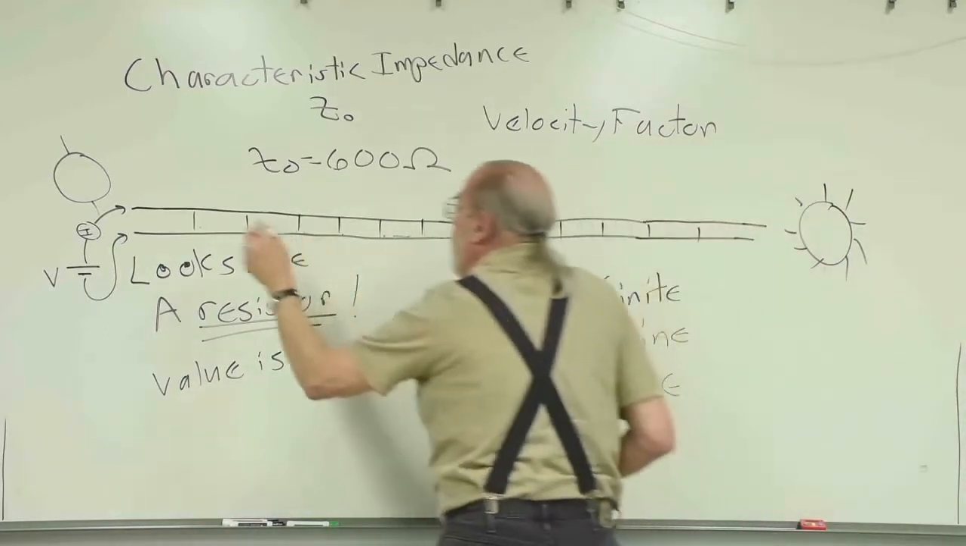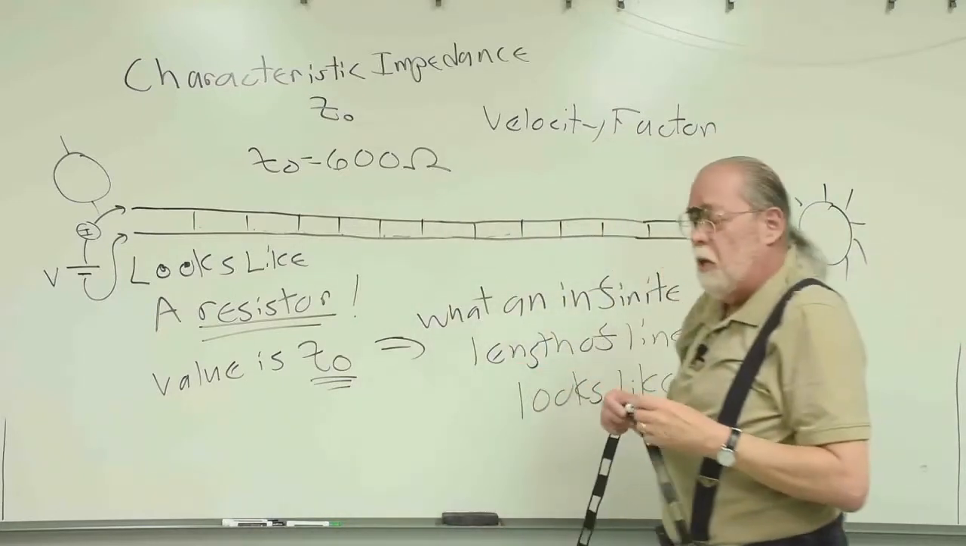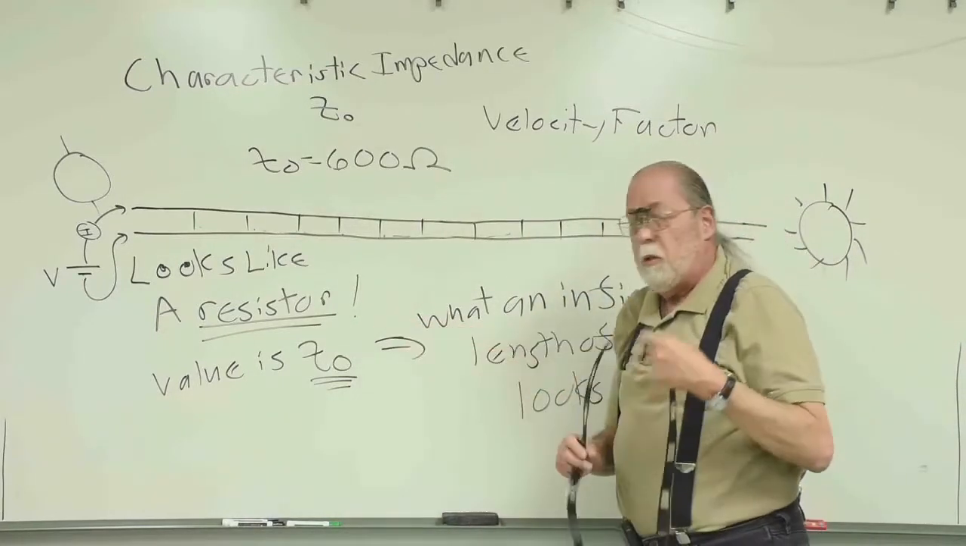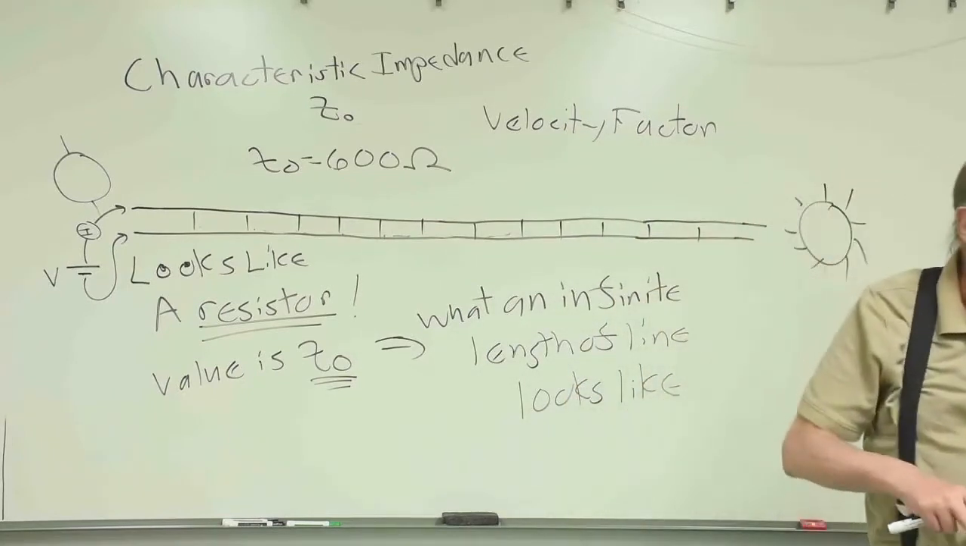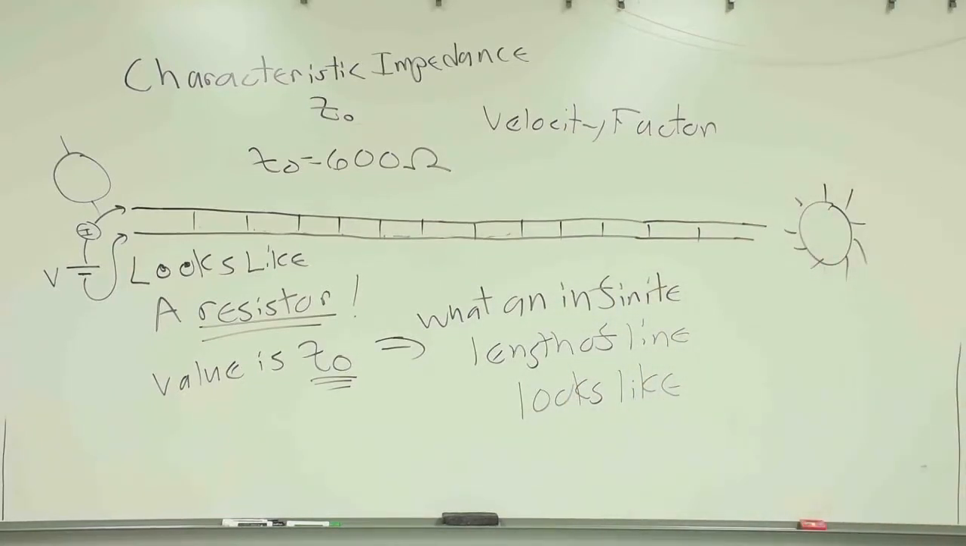But for the most part, the rain does not affect the characteristic impedance of the line. That's why your SWR changes when one of these lines gets wet, okay?